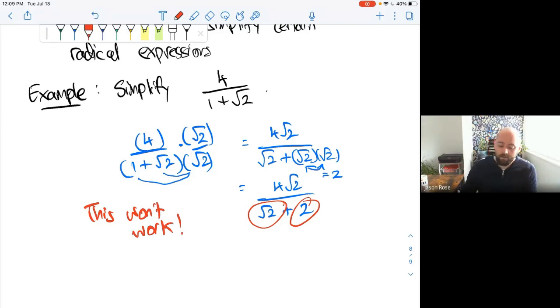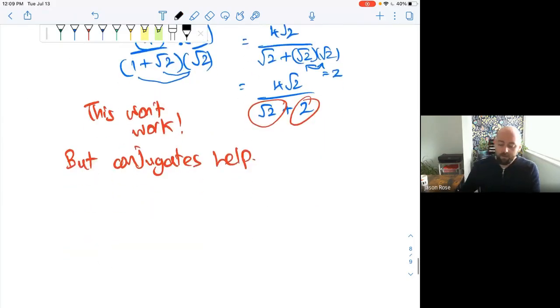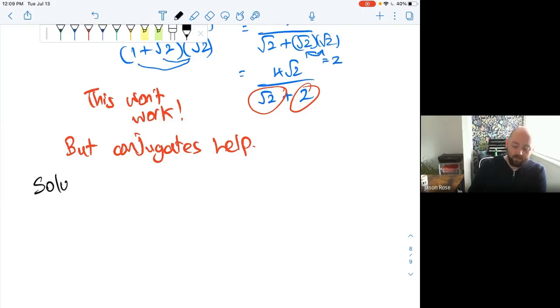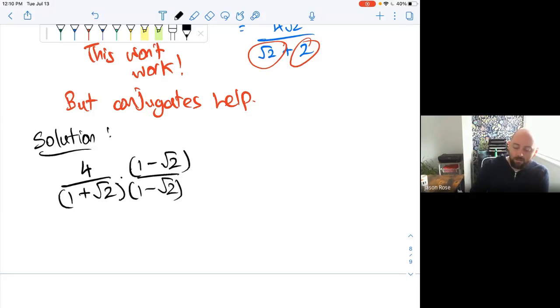But conjugates help. Let's see what I mean now. So this is the solution. Not what I just tried. What we had was 4 over 1 plus root 2. When you see something like this, what you're actually supposed to do is multiply above and below by 1 minus root 2. You multiply above and below by the conjugate. And this will actually work out.